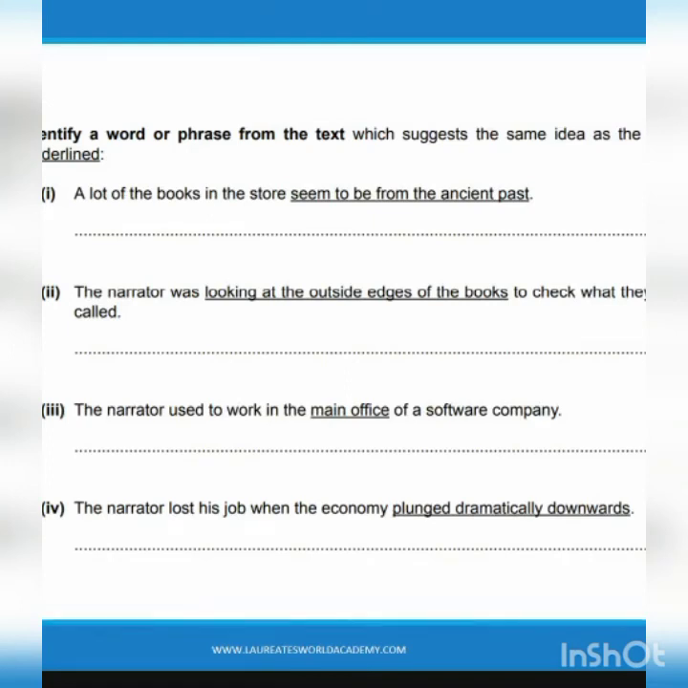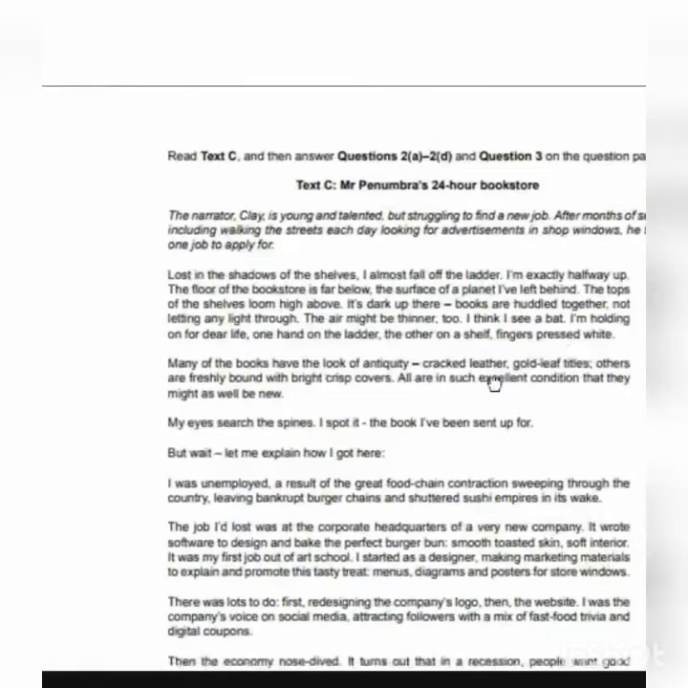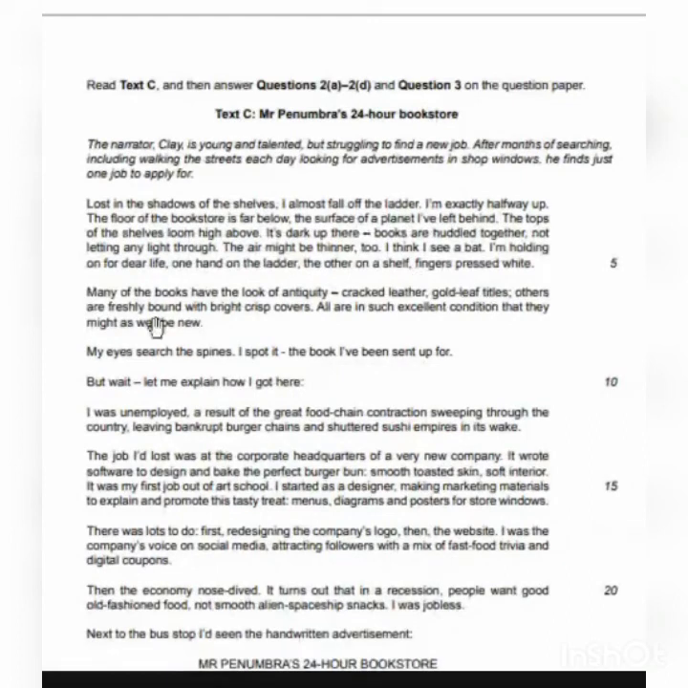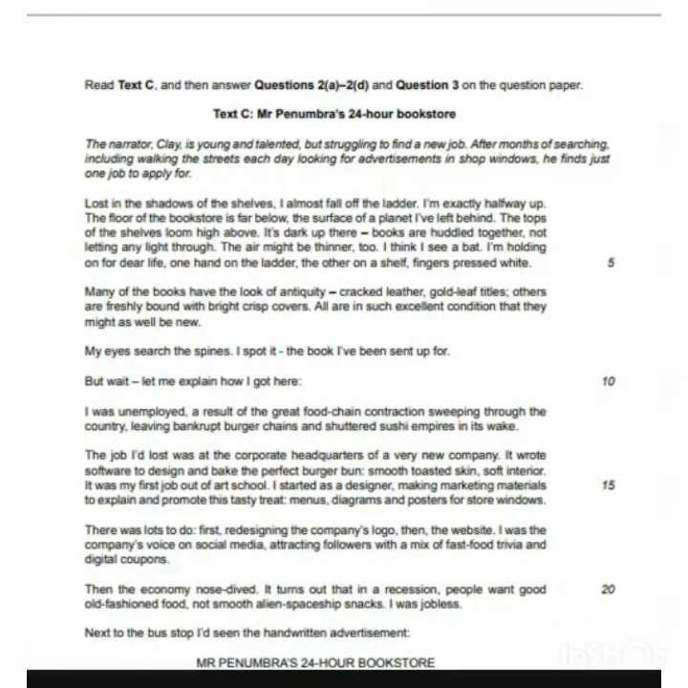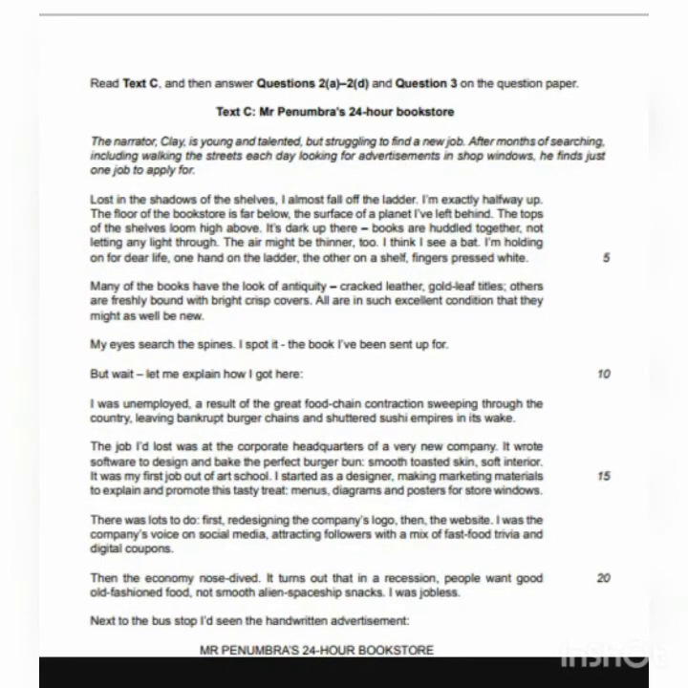Next, we start with the vocabulary section of the paper, in which I'll be giving you some meanings and you have to find a word from the passage which means this. For example, the first one: seems to be from the ancient past. Find a word from the passage which means the same. This is available in the third paragraph, starting with "many of the books", from line number 6 to 10. Antiquity is correct. Moving ahead with the next one.